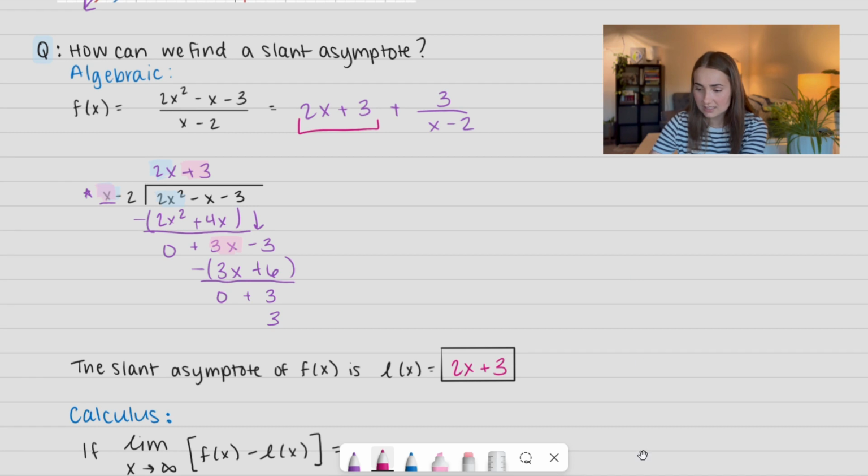There's not a calculus way to find the slanted asymptotes, but we can prove that it is a slanted asymptote. So let's go ahead and look at the definition.